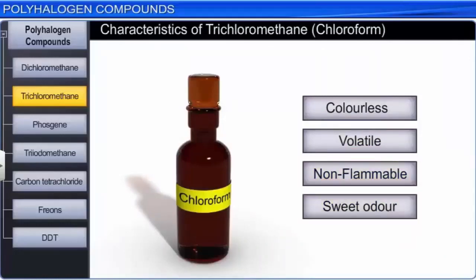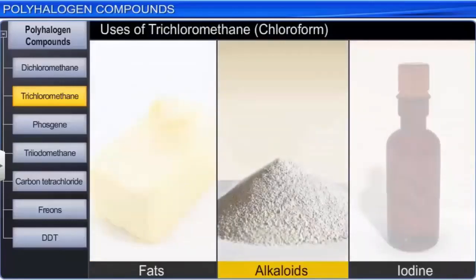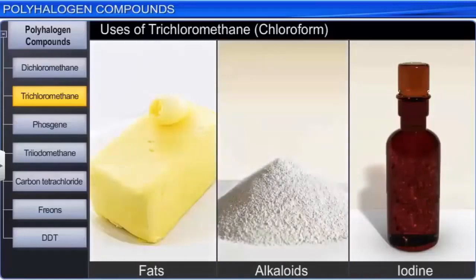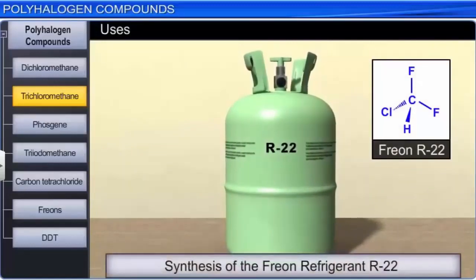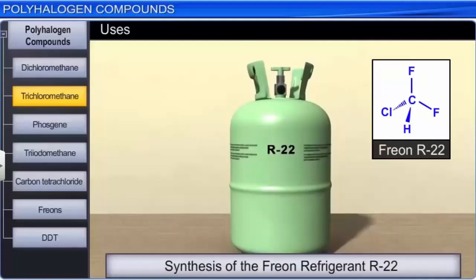It is used as a solvent for fats, alkaloids, iodine, and other substances. It is also used in the synthesis of freon, a refrigerant, or R22 shown here. Many nations are phasing out the use of R22 due to concerns about its role in ozone depletion.